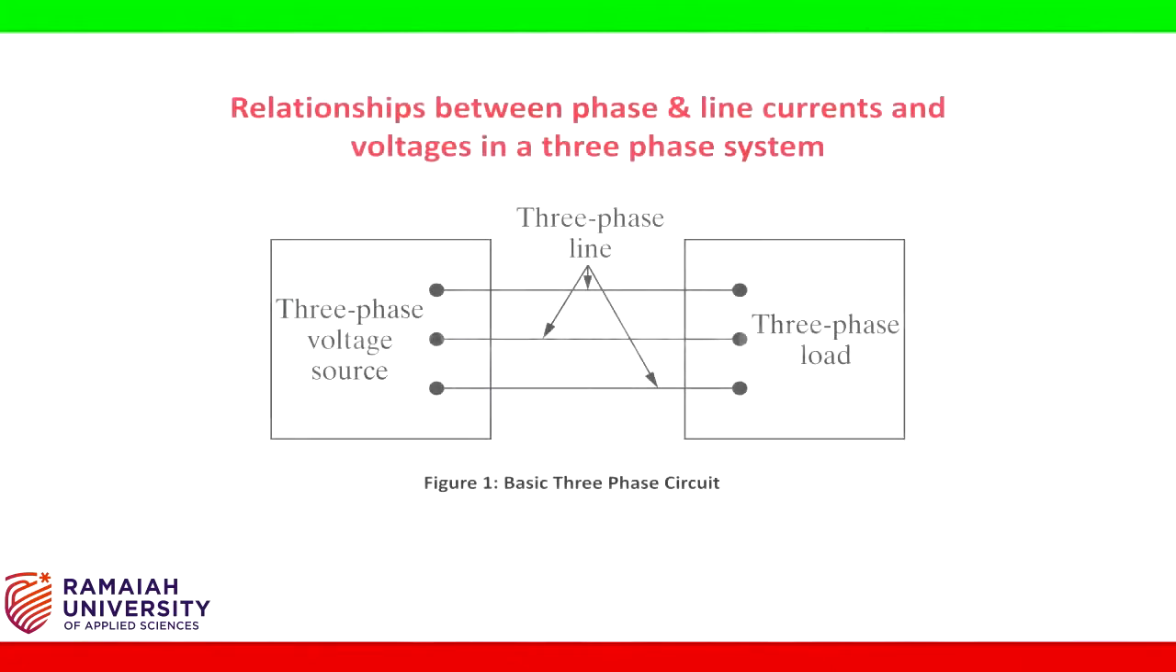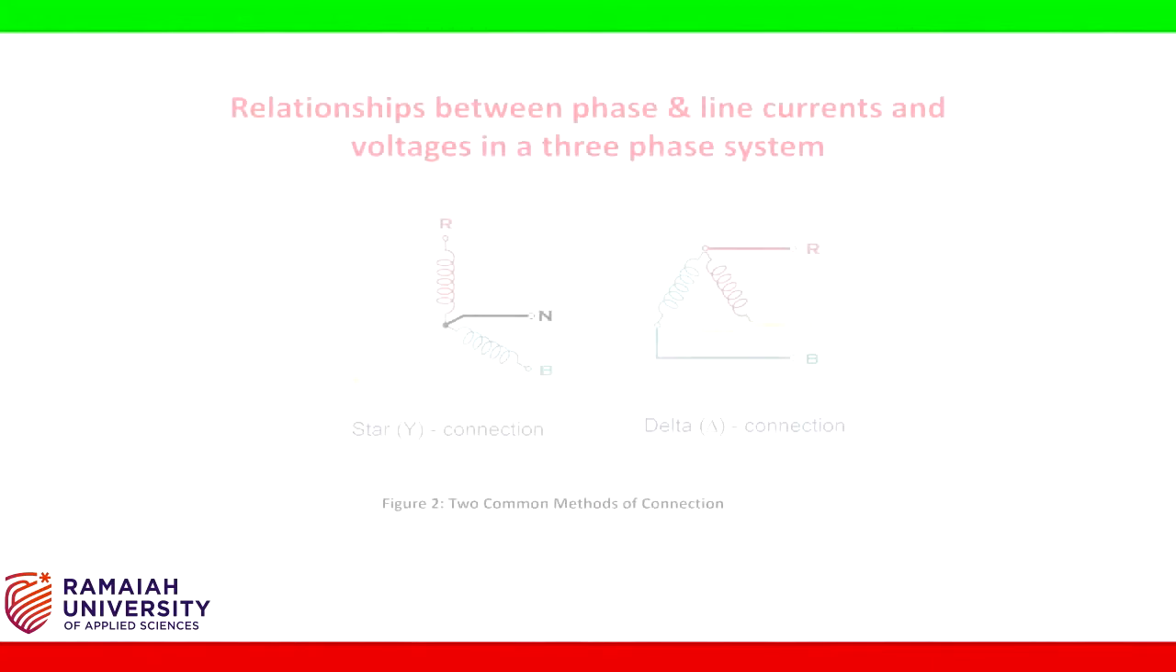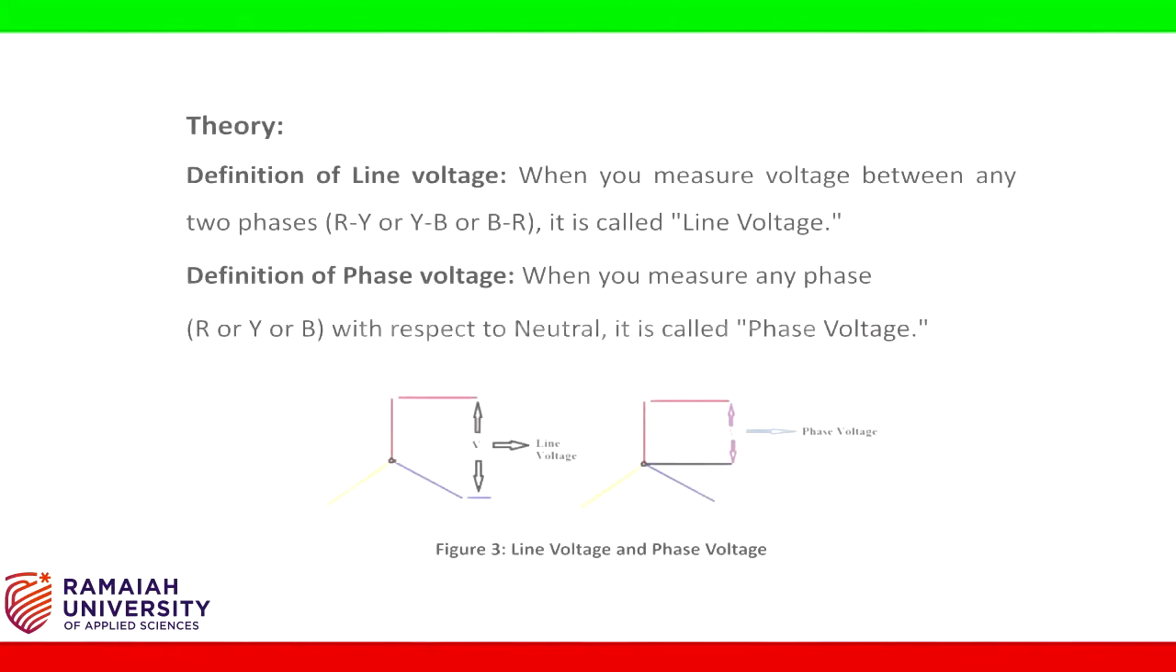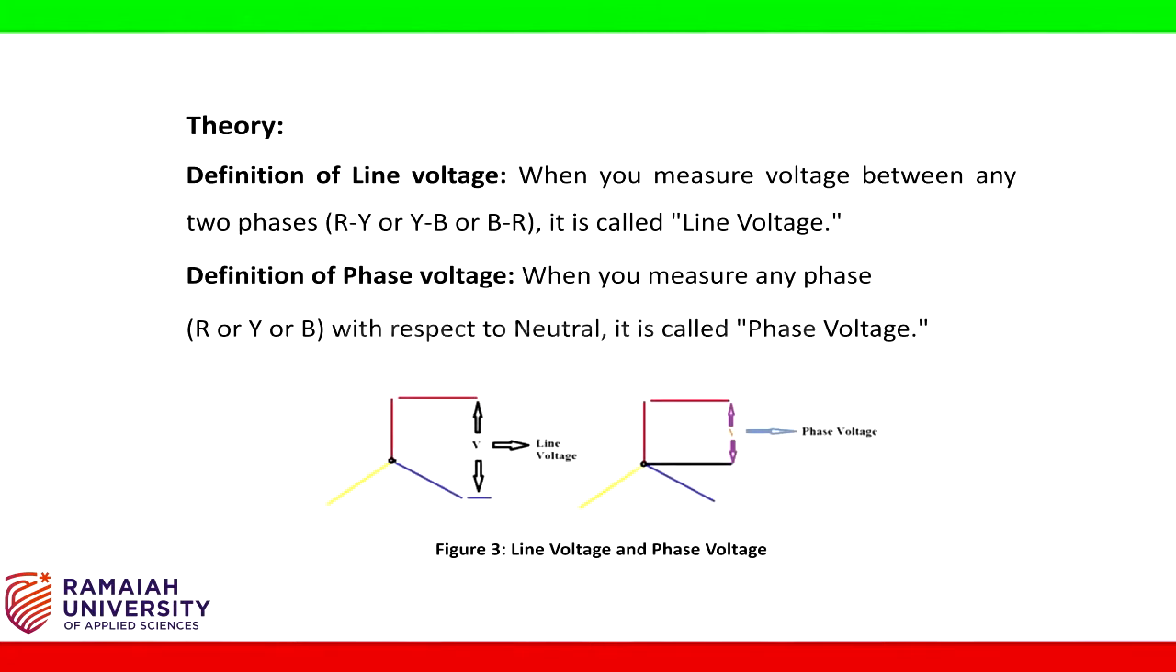This is the basic three-phase circuit. It consists of three phases. They are named as R phase, Y phase and B phase. The two common methods of connection in a three-phase system, that is star and delta connections, are as shown in figure 2. Figure 3 shows how to measure line voltage and phase voltage in a three-phase system.